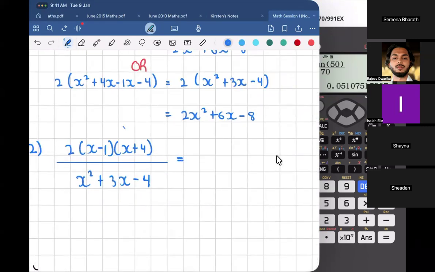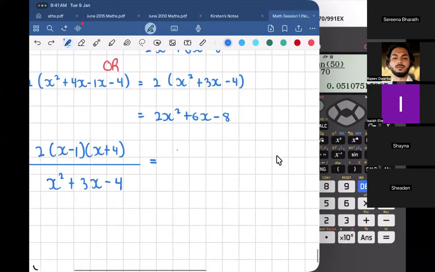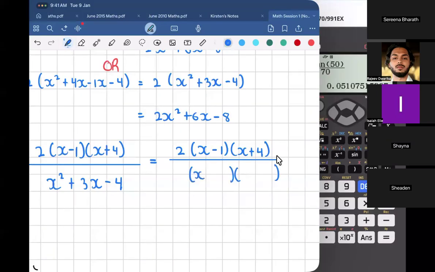So they want us to simplify this expression, right? So Sheena, is the top already written as a product of factors? Yes, sir. Is the bottom written as a product of factors? No, sir. So we should probably write it as a product of factors. So x by x is x squared, and then minus 4 is the last term.